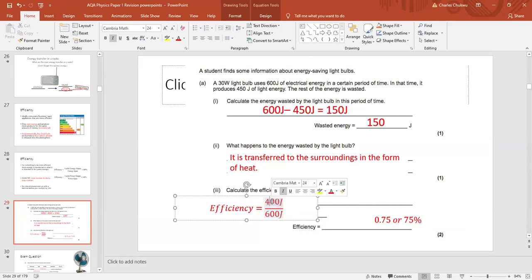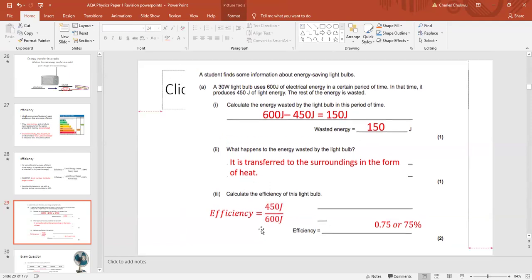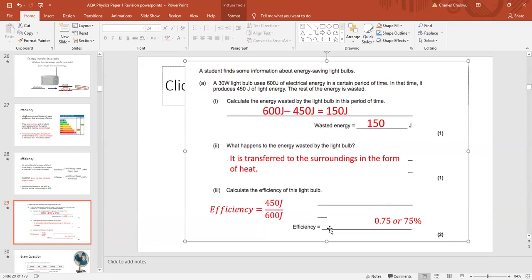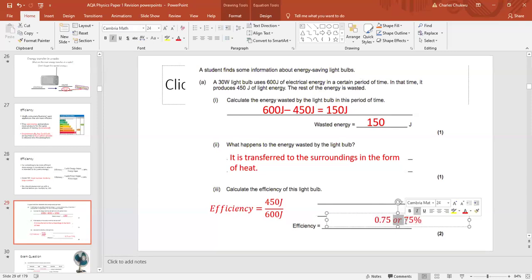Let me just correct it. All right, so it's 0.75. Don't forget to multiply by 100. That's where you get 75%.